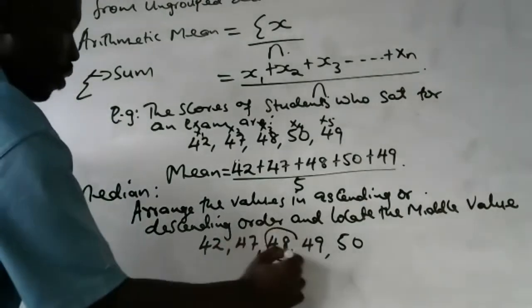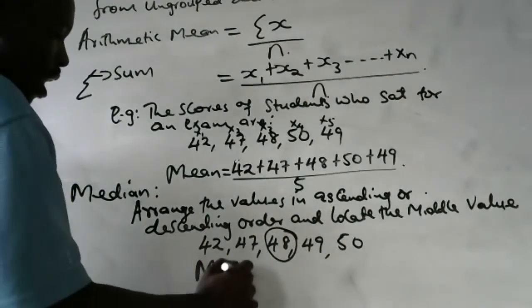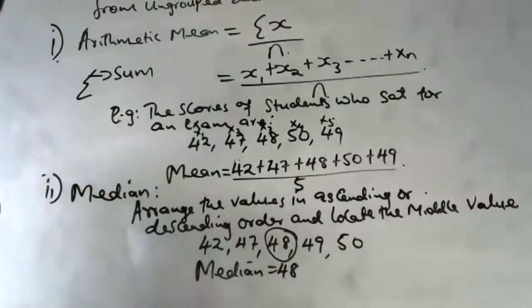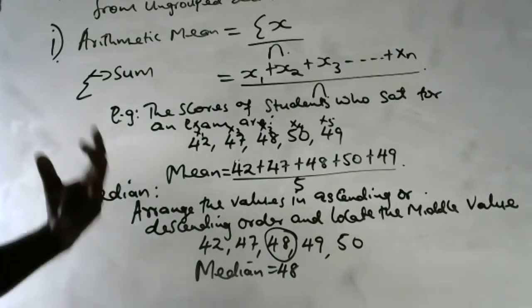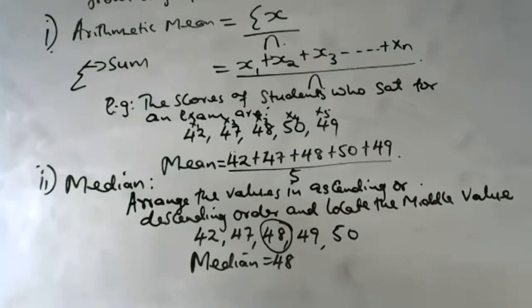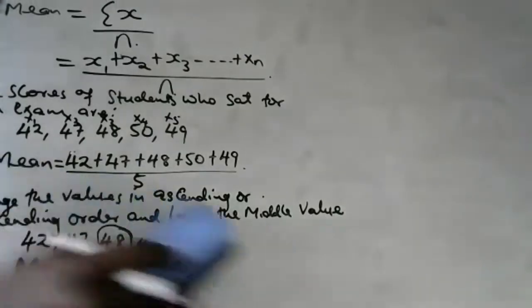In this case, the middle number is what? 48. So our median is going to be equal to 48. The value that is at the middle. So that is it for the median.